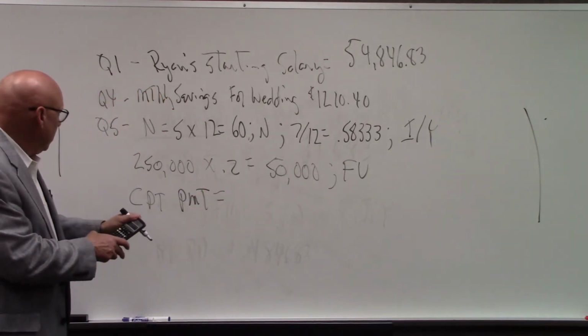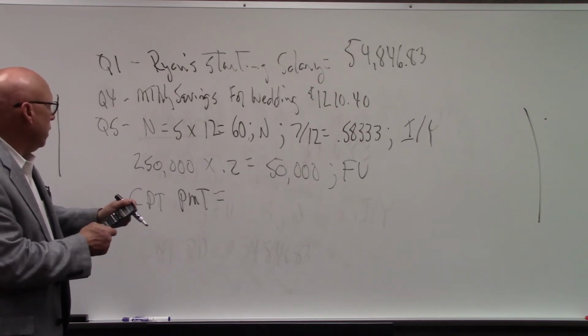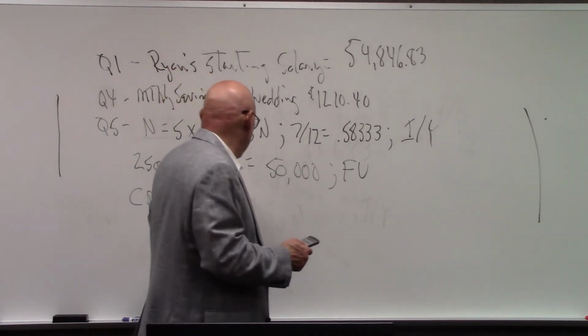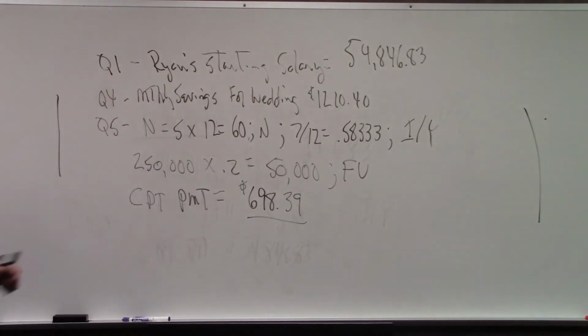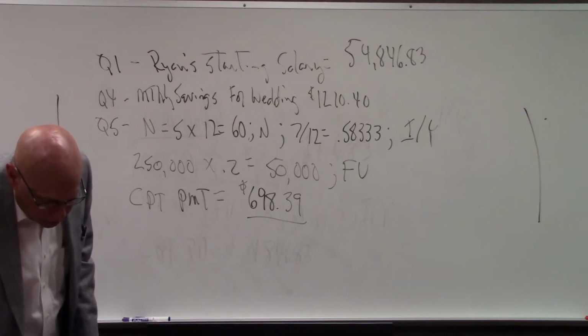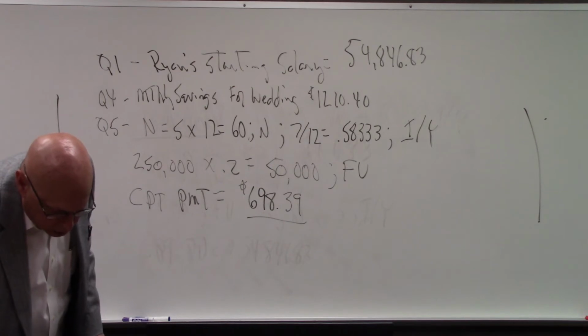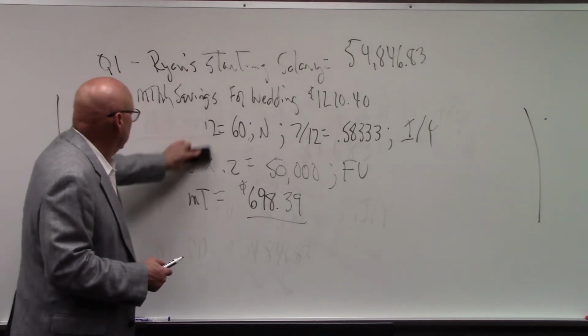All right, so let's clear the calculator out and get all that in there. 60 is our N, 7 divided by 12 is our I/Y, and 50,000 is our future value. Compute payment, and he has to save $698.39. If he saves $698.39 every month for the next 5 years, he will end up with $50,000 that he can put down on the house. These are going pretty quickly, so let's keep going. Let's move on to question 6. So we have $698.39. So we're going to erase all this.